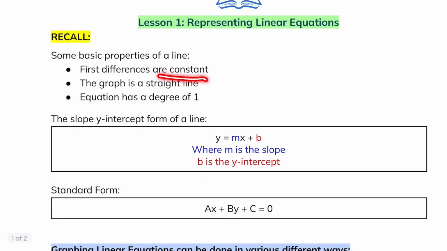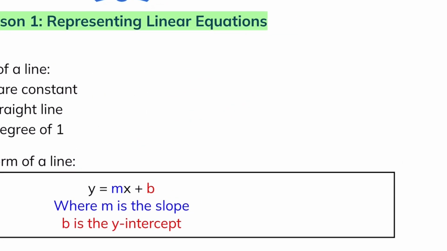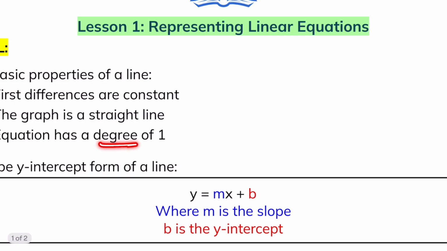We also know that the graph is a straight line, so that should be an obvious one. It's going to be straight. It's not going to be any kind of curve because then it wouldn't be linear. And we also know that the equation has a degree of 1. A degree is just the highest exponent on a variable in an equation.